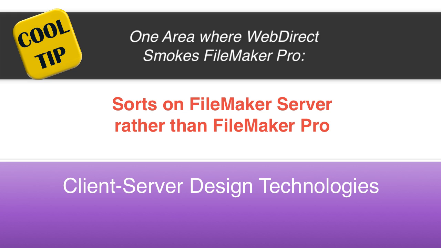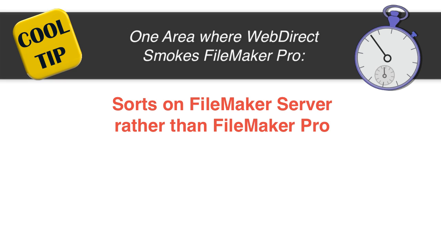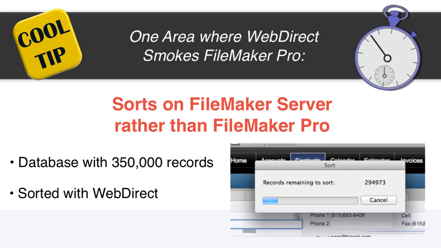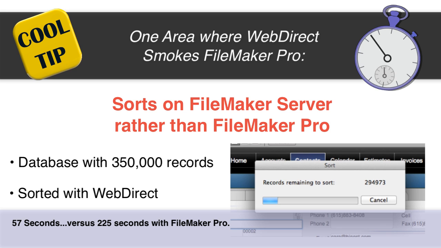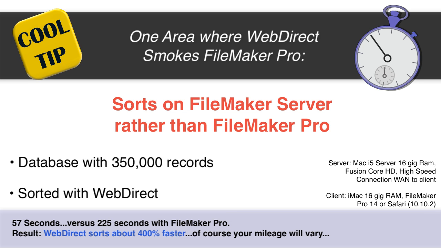So we decided to actually put pen to paper on this and get a stopwatch out and run some tests. We had a database with 350,000 records in it, and we decided to have WebDirect do a sort for us, and the sort took 57 seconds with WebDirect. That's with FileMaker Server doing the sort for us on the server, and WebDirect displaying the information. When WebDirect does a sort, of course, we don't see it running on the server. WebDirect just gives us a little spinny dialog that says it's processing, and then 57 seconds later we get it done. Now, that's opposed to 225 seconds for FileMaker Pro, which is much, much, much longer. Like way, way longer. That's in the neighborhood of 400% slower than WebDirect. So that's one area where WebDirect is much faster than FileMaker Pro.